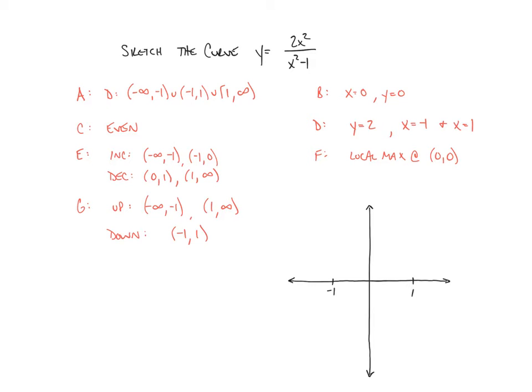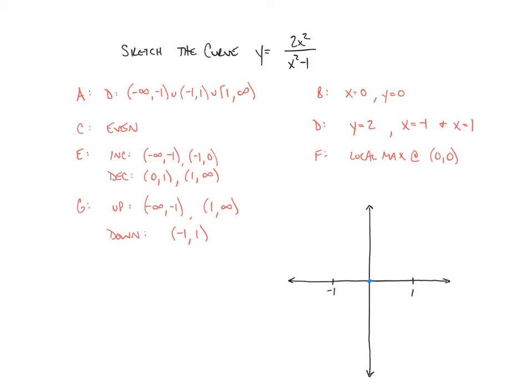All right, then B, where are my intercepts? We determined that this function has an x-intercept at 0 and a y-intercept at 0, and that is at the point 0, 0. So I'm going to plot that point on my graph.